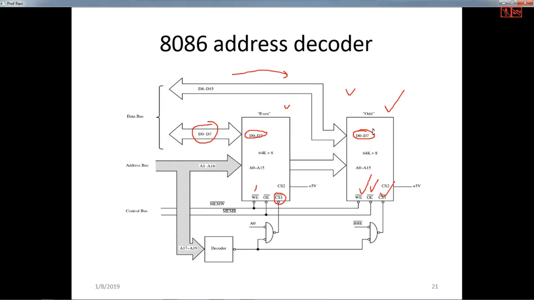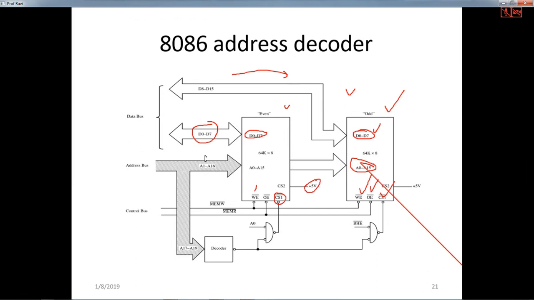So D0 to D7, these are 8 pins, these are 3 pins, and it is 64 by 8 size, which means 64 kilobytes of memory. So we need 16 address lines, A0 to A15. 16 plus 8 is 24, 24 plus 3 is 27 pins, plus VCC and then ground. Right? So this is how we do the connection.